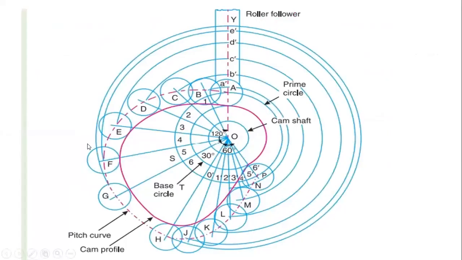In the problem they have given the diameter as 25 mm, but we have to take it as a radius. So we have drawn the 25 mm radius circle. Then from the starting point, we have to draw the roller follower circle. The roller follower has a diameter of 20 mm. So draw the roller follower with a 20 mm diameter, which touches the camshaft at this point.